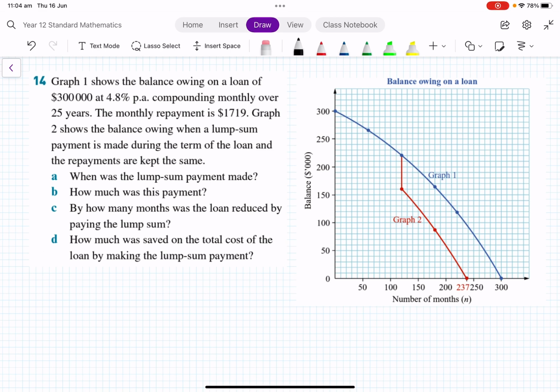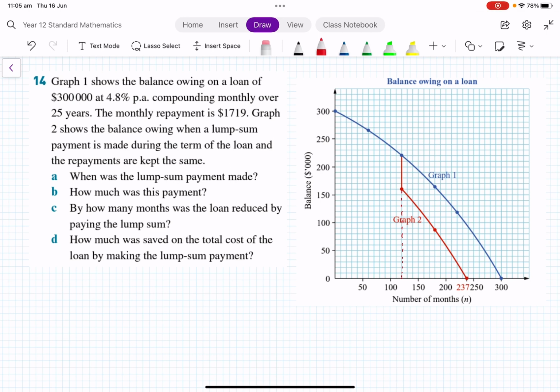Graph 2 shows the balance owing when a lump sum payment is made during the term of the loan and the repayments are kept the same. Here's the thing: with Graph 2, we're going to need this later, so let me track down what this value is. After 120 months, so after 10 years, you maybe get an inheritance. The great auntie passes away and you put that into your loan. It drops the balance, and then you keep paying the same amount and you end up paying it off in 237 months, not 300.